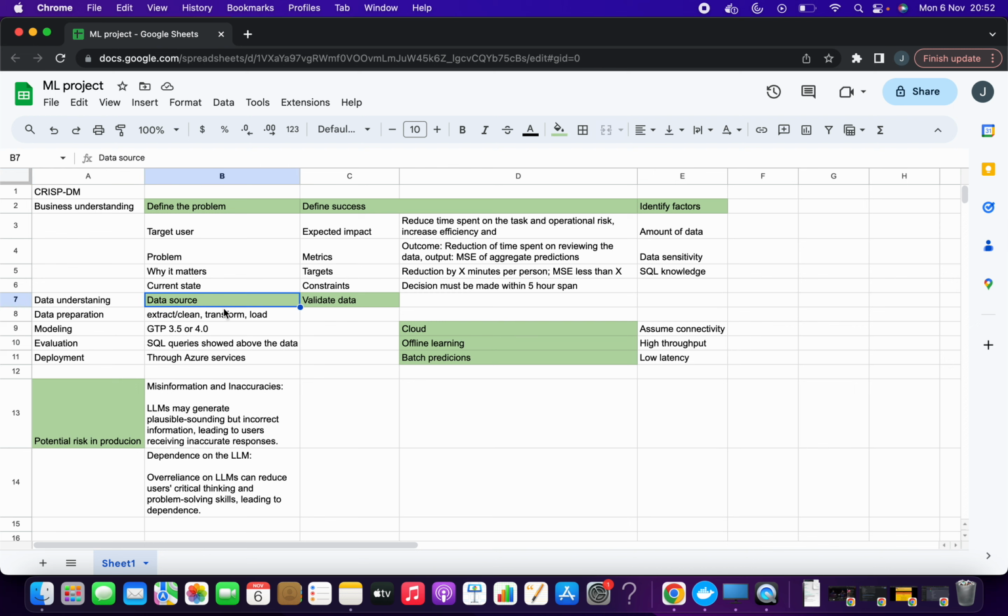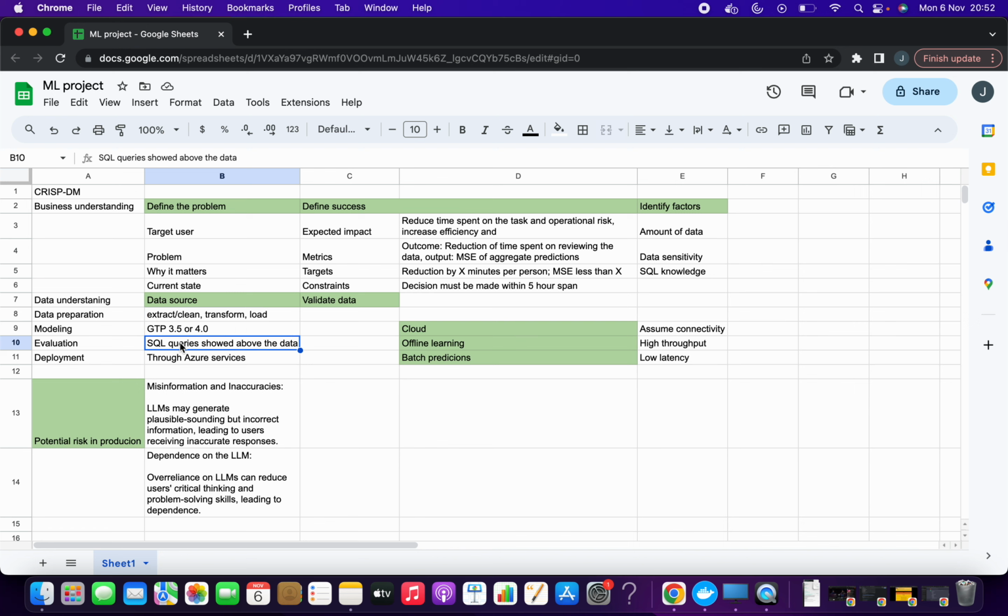So we would source the data from a database. We would go for a cloud solution because we assume that we would need to have connectivity. So most probably we would go for Azure ADLS storage, validate the data, and go through the data preparation, so the ETL process: extract, transform, and load the data.